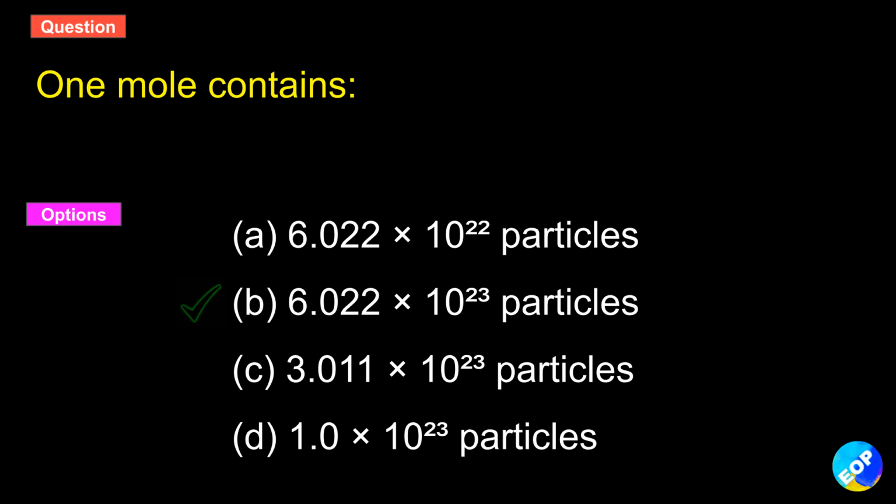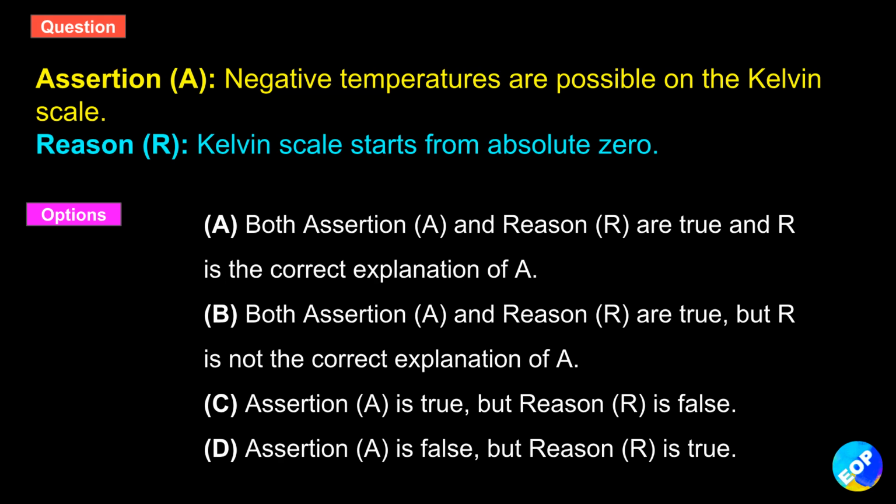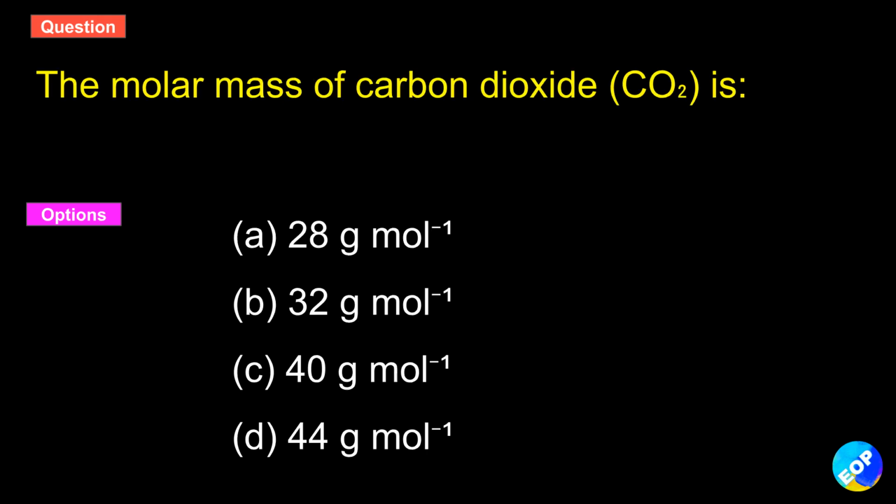1 mole contains 6.022 into 10 raised to 23 particles. A says negative temperatures are possible on the Kelvin scale. R says Kelvin scale starts from absolute zero. Answer is D. A is false. R is true. The molar mass of carbon dioxide is 44 gram per mole.